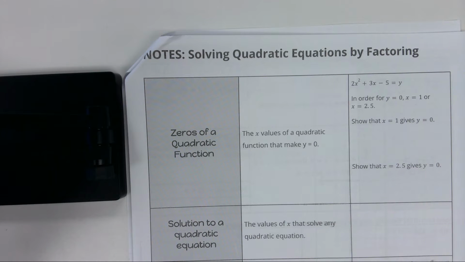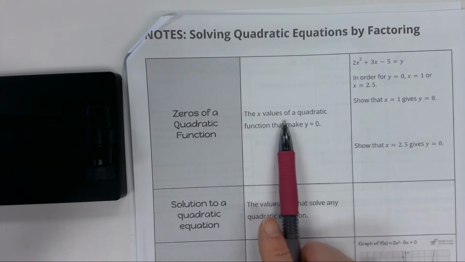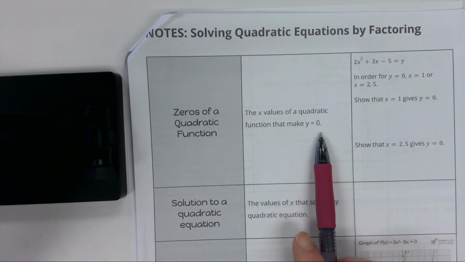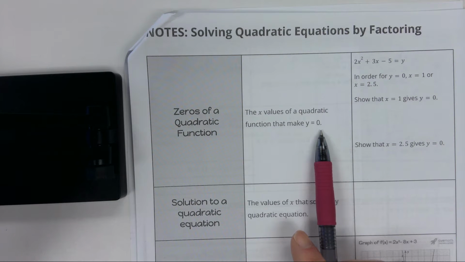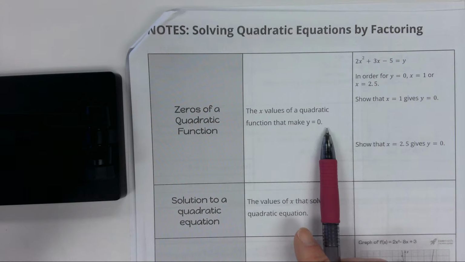So the very first thing you should know is some vocab. The zeros of a quadratic function are the x values of a quadratic function that make y equal 0. So when will you know I'm asking for these? When you see the equation set equal to 0. That's all that's saying.